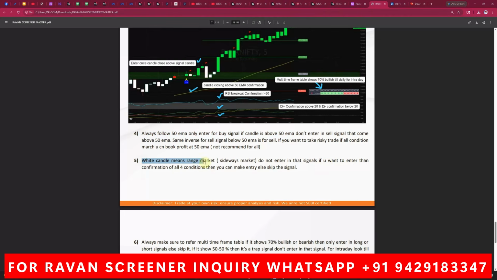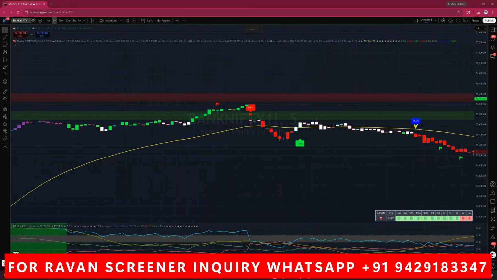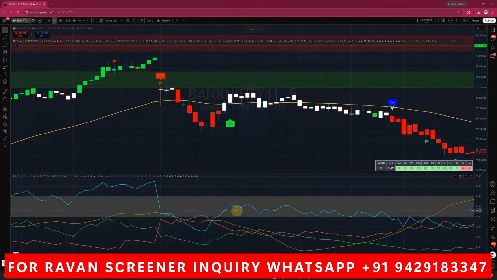Next is the white candle, range-bound or sideways market. Whenever you see white candles on the chart, like this white candle here, that indicates a range-bound market, a sideways market. You can see the gray zone in the indicator below. This gray zone is for the RSI 60-40 zone.